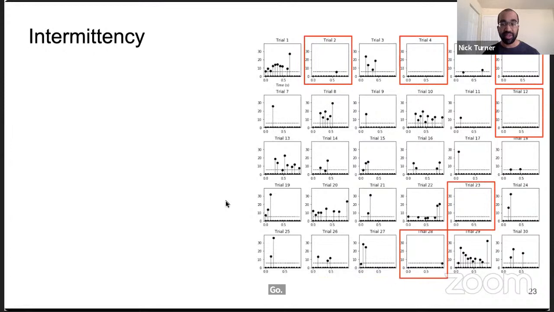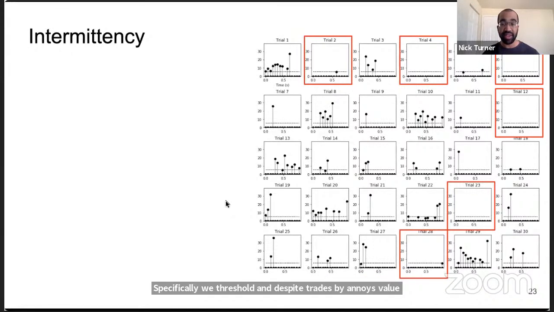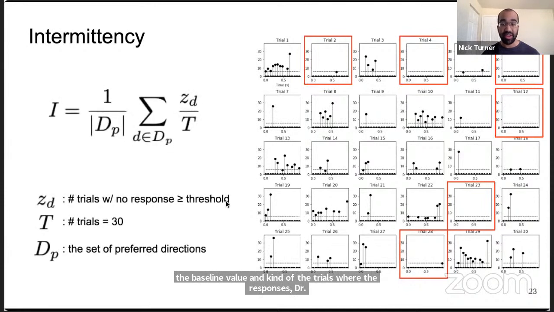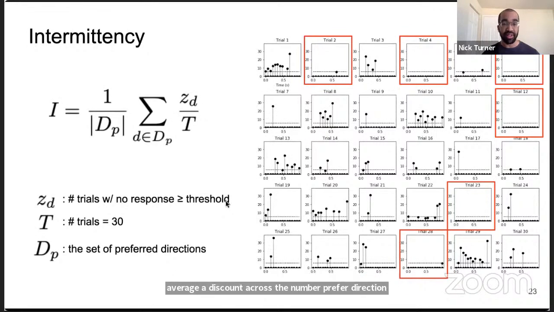Specifically, we thresholded the spike trains by a noise value equal to 3 times the standard deviation from the baseline value and counted the trials where the response did not surpass the value. We then defined a metric that we call intermittency, equal to an average of this count across the number of preferred directions of a cell. This accounts for both direction selective and orientation selective cells, which would have 2 directions.